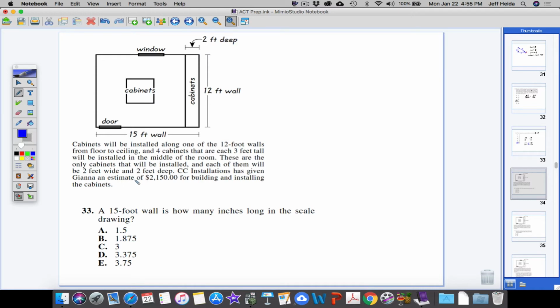Problem 33. There's a top part that was cut off of this, and it just says that there's a 12 by 15 room, and in this scale, drawing 0.25 inches is equal to 2 feet. That's really the only relevant part of what I cut off. Problem 33, the 15-foot wall will be how many inches long on this scale? So 0.25 inches over 2 feet times 15 feet, because the feet will cancel. That will give you the scale in inches.